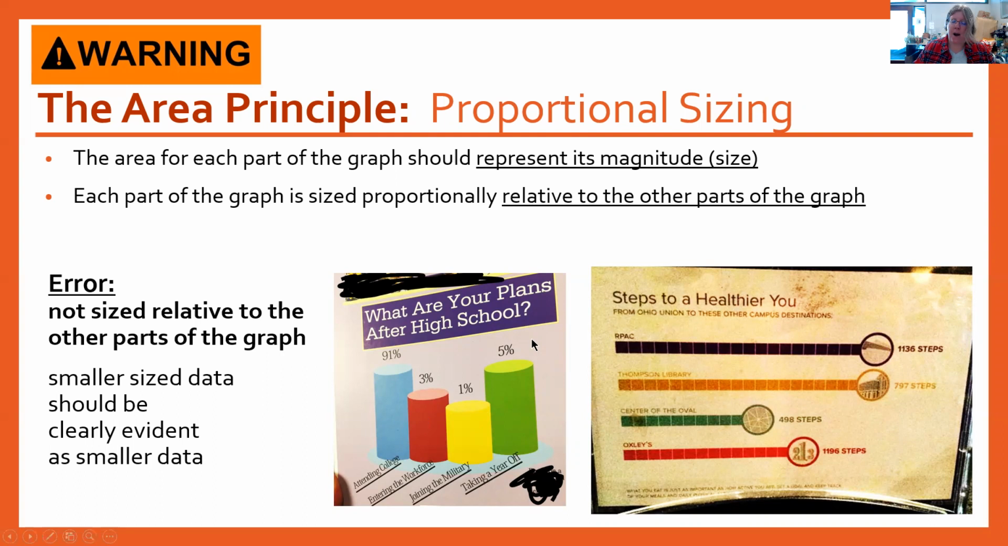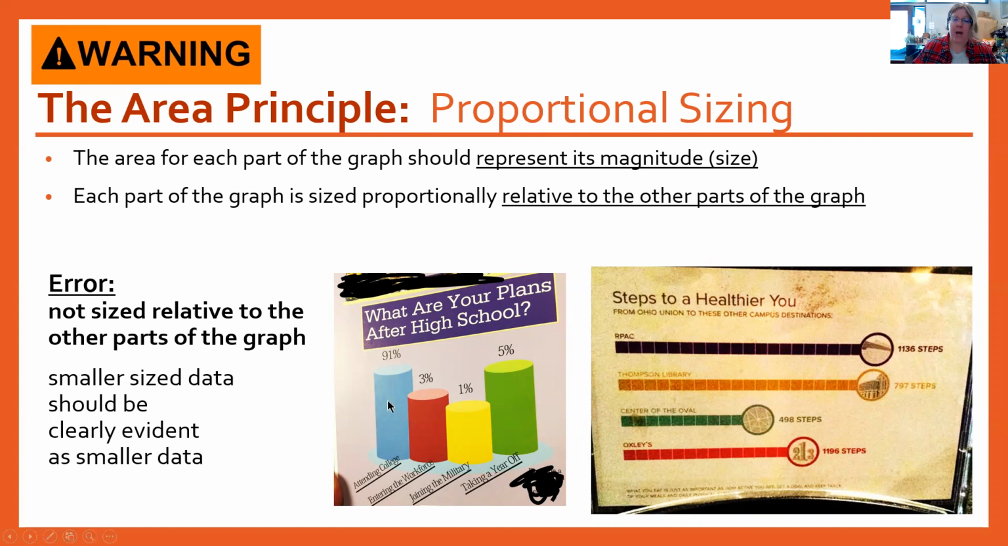Let's add in this bar all the way on the right. Taking a year off is 5%. And that 5% compared to the 3%, that seems okay. So it's a little bit concerning, but not too bad until I go back and look at this first bar, the one titled attending college, and 91% of the students said that. That's 19 times more than this 5%, the next closest category. So this bar should be 19 times higher than the green one.